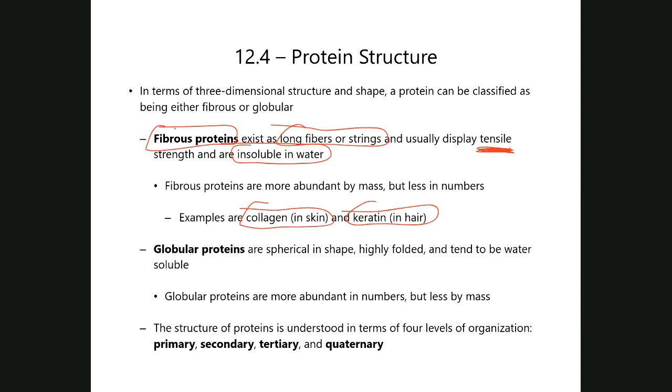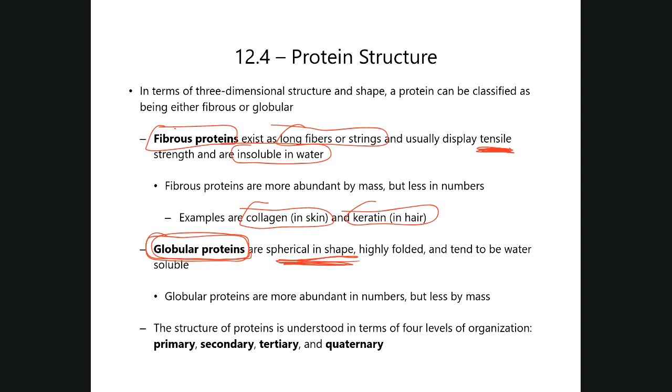And then there are globular proteins. These proteins are spherical in shape. They are formed as amino acids form the body of the protein, and then they ultimately fold on themselves and form these spherical shapes. I can't find another word other than spherical. We're going to look at pictures in a minute.